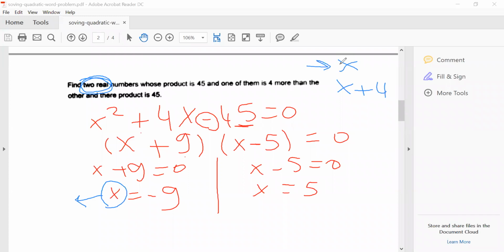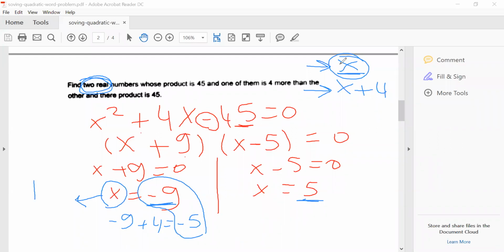This was the first number multiplied by the second number. The first number is x, and the answers are x equals negative 9 and x equals 5. So I must get the other number for each case. When x equals negative 9, I want plus 4, so x plus 4 is negative 9 plus 4, which equals negative 5. So the two real numbers, where one is more than the other by 4, are negative 9 and negative 5.